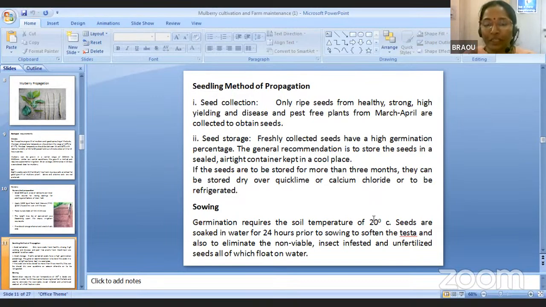Seedling method of propagation. When you want to grow the plants, you should know how you're going to sow the seeds and get the products. So here we are going to talk about different types of propagation methods.